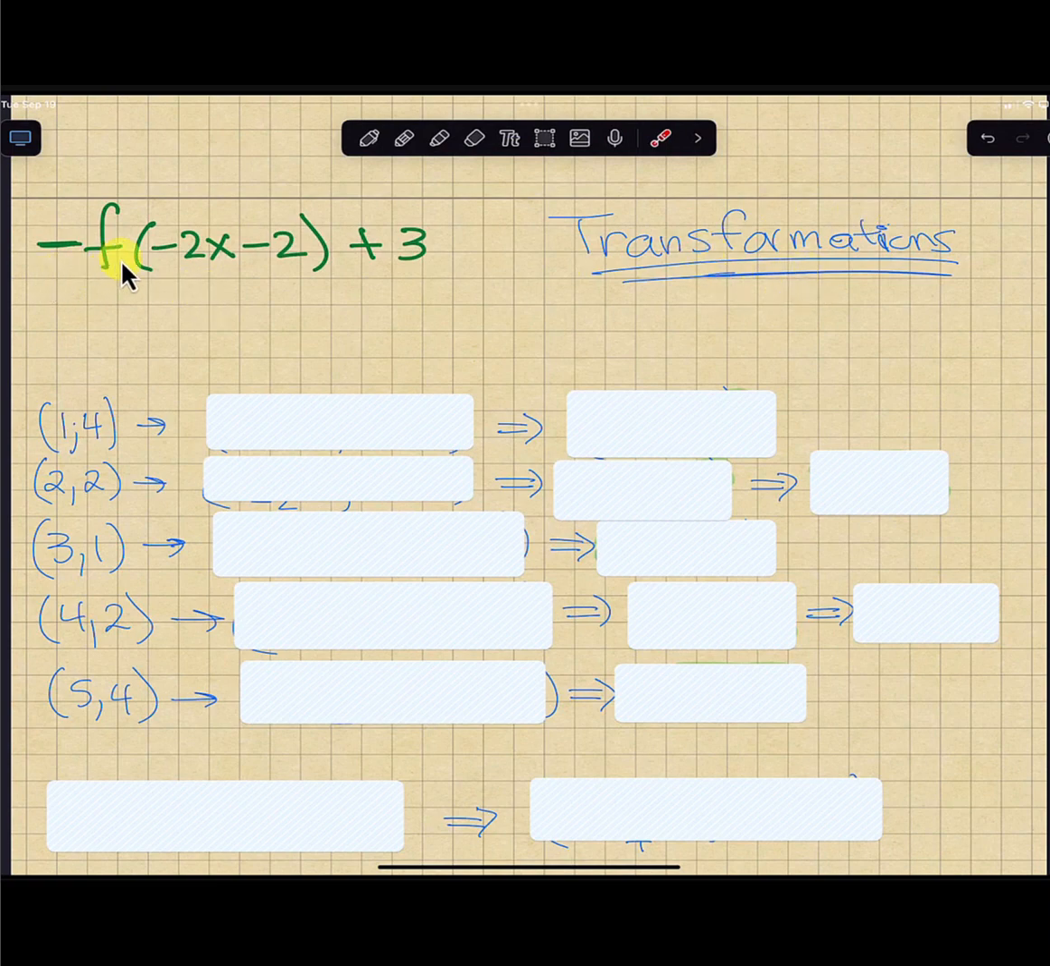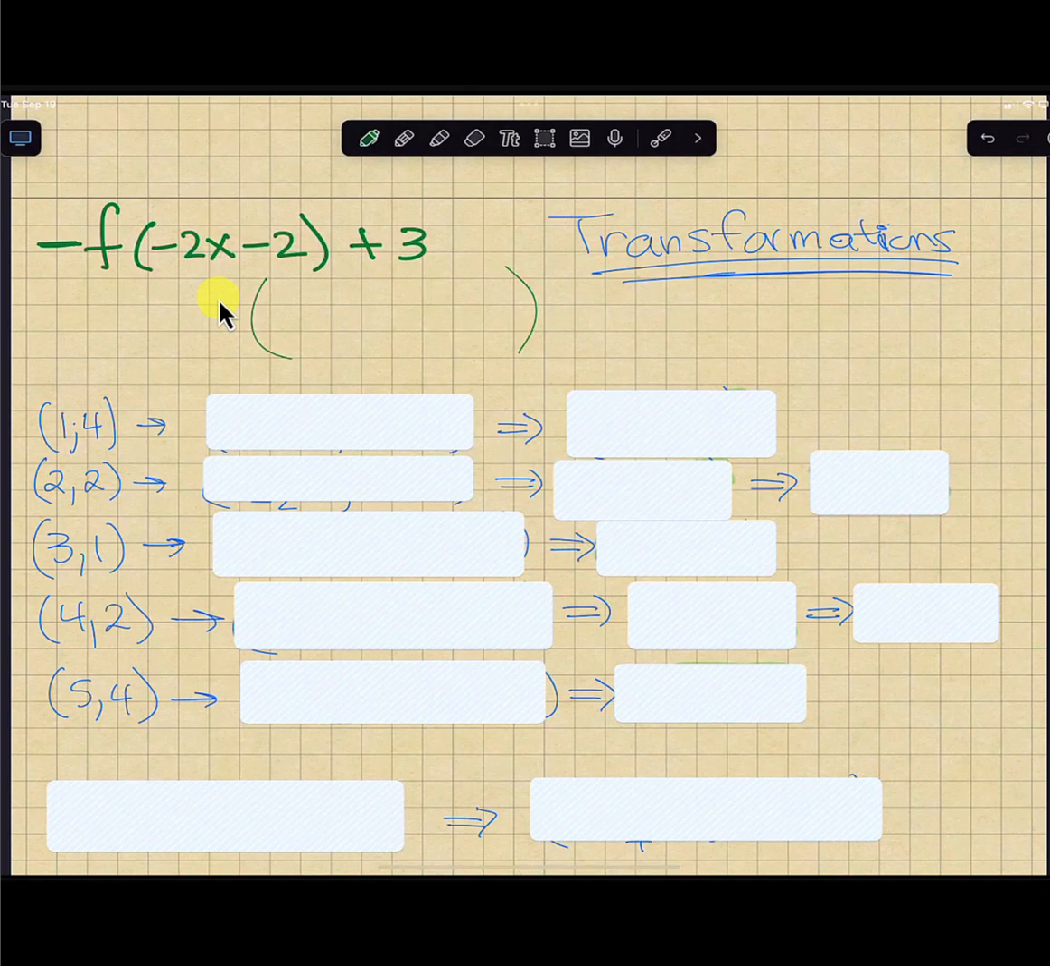Let's jump right in. Let's say the original function is f of x. The function has been negated, so there's a negative in front. The original input changed from x to negative 2x minus 2, and then we've added a 3 on the end. What we want to do is figure out how to change from the original coordinates to the transformed new coordinates. The way you do that is pretty simple. It's just a simple little trick without much explanation.